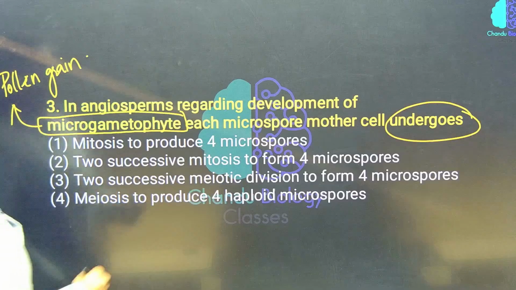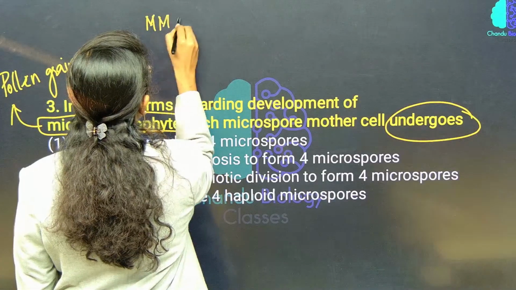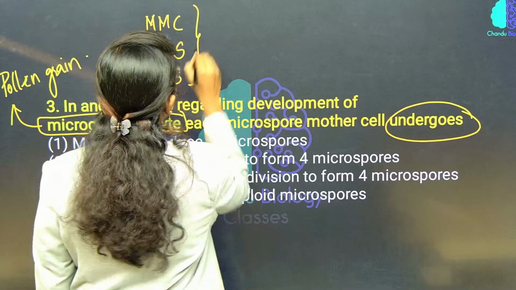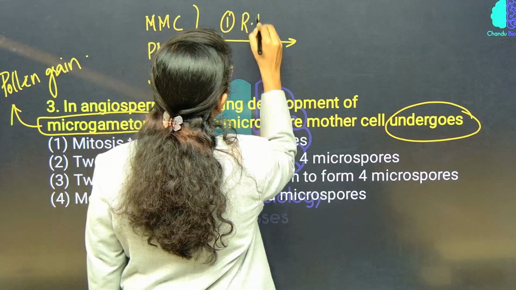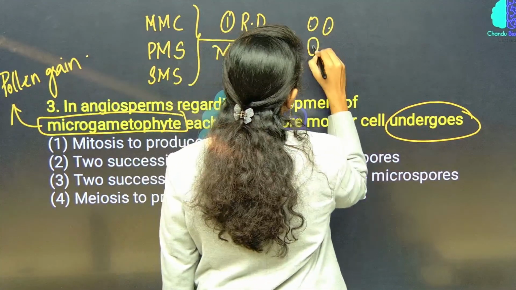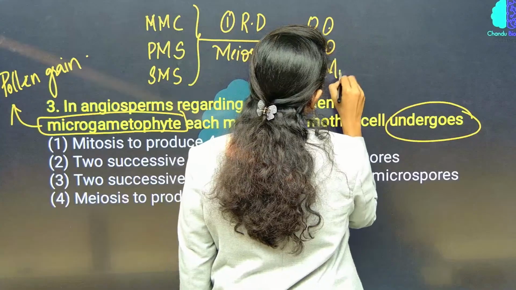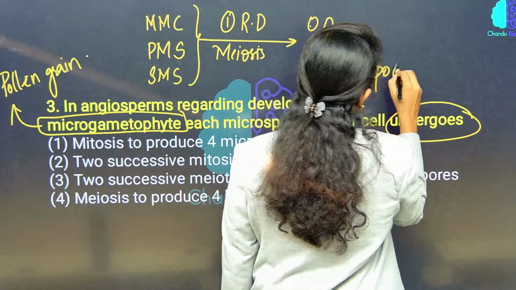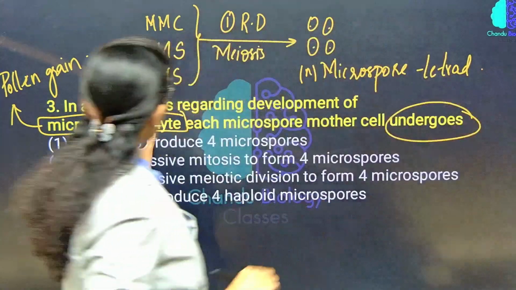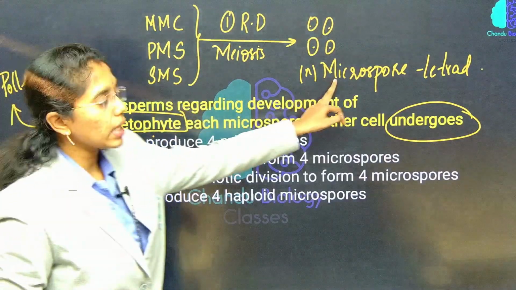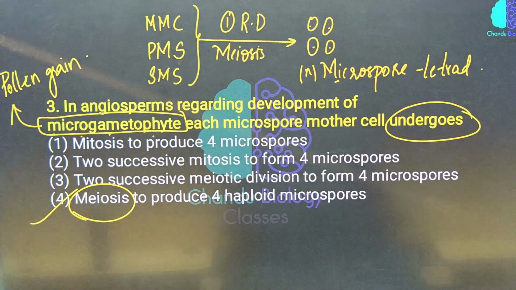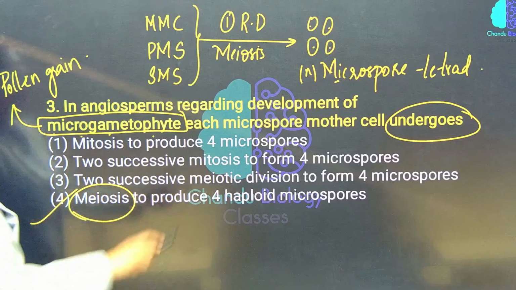One microspore mother cell is also addressed as pollen mother cell, is also addressed as spore mother cell, will undergo one reductional division or meiosis, and this forms 4 microspores, haploid, microspore tetrad. Male gametophyte is pollen grain, microgametophyte is microspore. As such, 4 microspores are formed as a result of single meiosis, which is option 4. Clear? Next question.